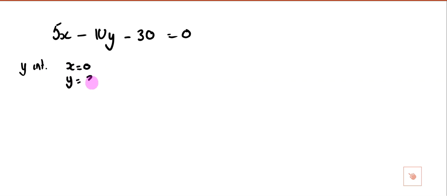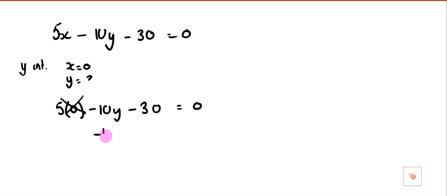We're trying to find... So if that's what you're doing, that's fine. So, let's do 5 times 0 minus 10y minus 30 equals 0. Now that's gone. So we've got minus 10y minus 30 equals 0. Say what you got. That's absolutely fine.